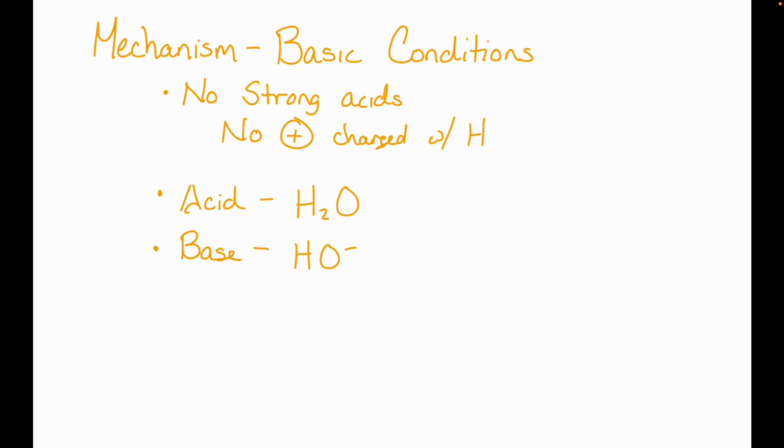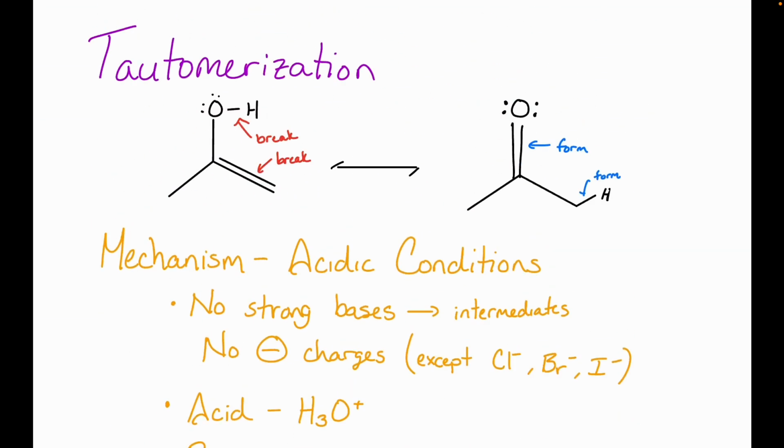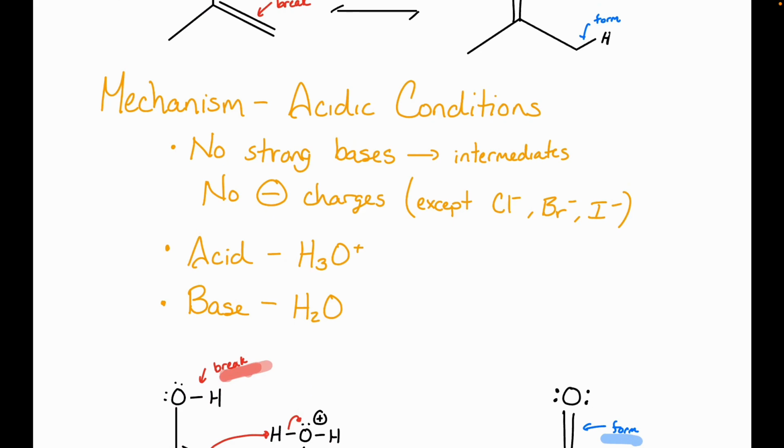Okay, and again, we sort of hinted at this before. A lot of our mechanisms, we're going to see these proton transfer steps, a hydrogen moving from one thing to another, right? So what's doing the moving? You got to have acids or bases in there. Again, under basic conditions, we'll have a neutral acid like water, and a strong negatively charged base, because we're under basic conditions. And under acidic conditions, it's going to be the flip side. We're going to have a strong acid like hydronium, but then a neutral base like water.